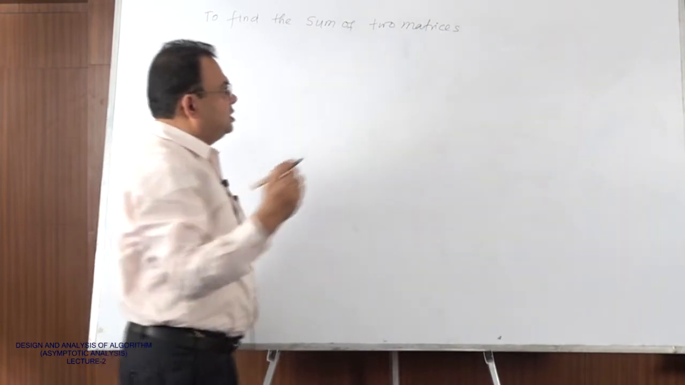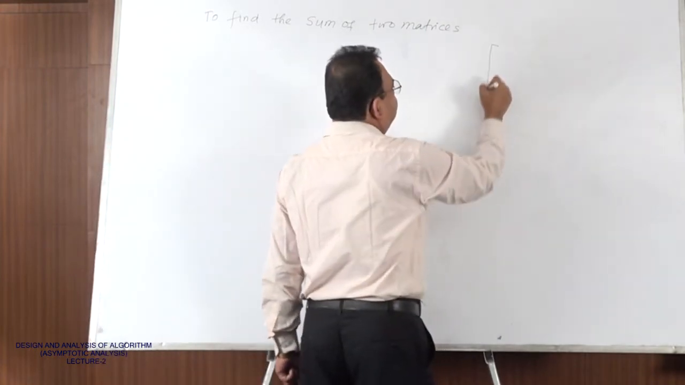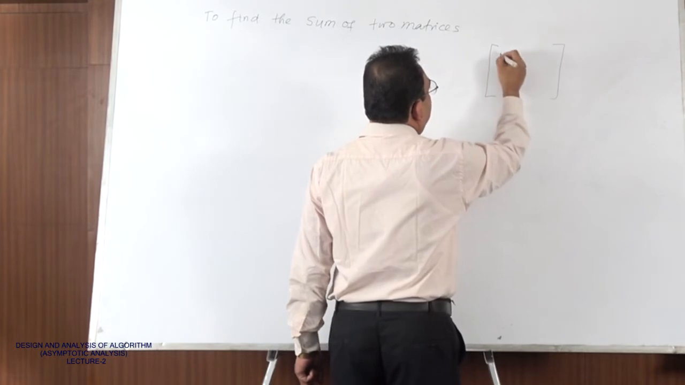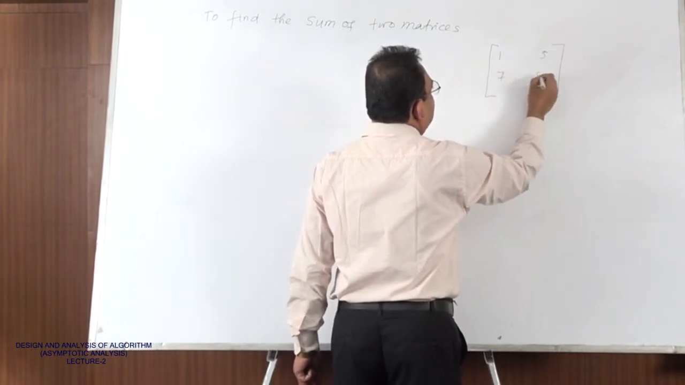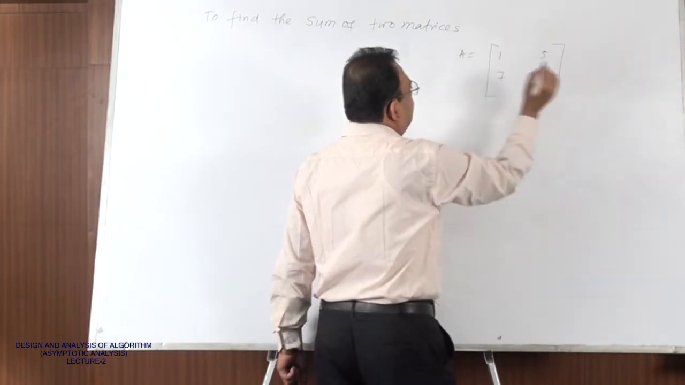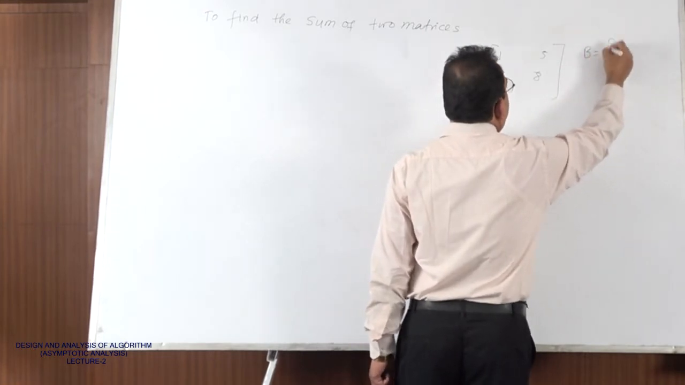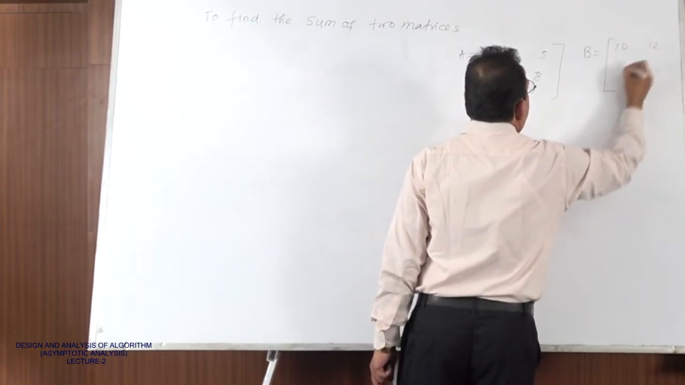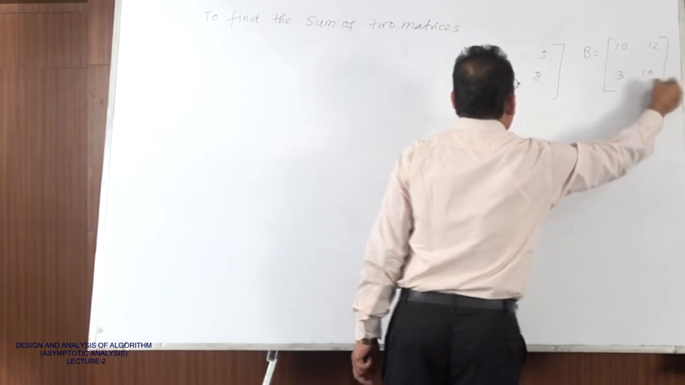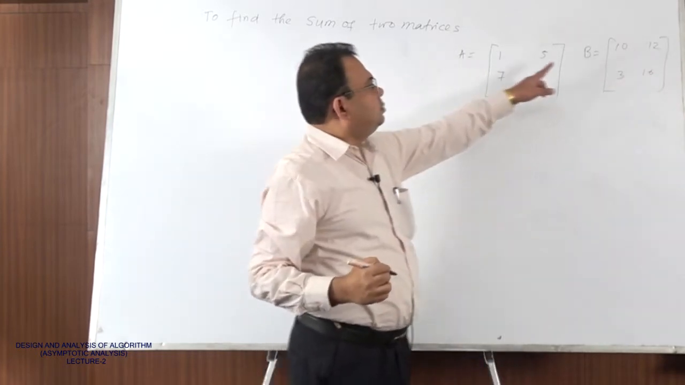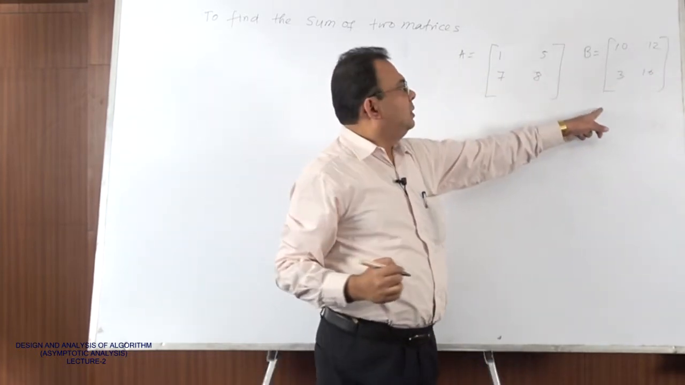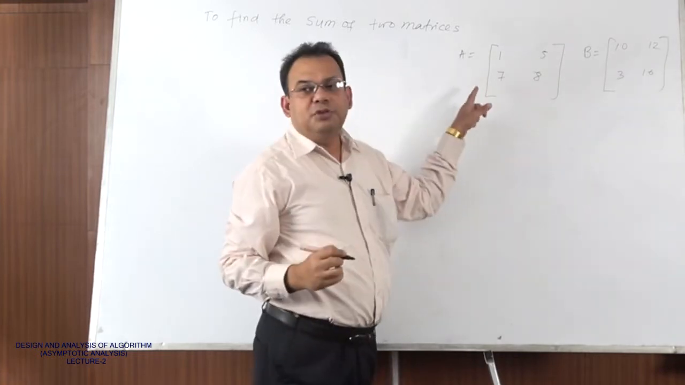You know that matrices are nothing but 2D arrays. Suppose this is one matrix, A: 1, 5, 7, 8. Let B be another matrix, say 10, 12, 3, 16. Now we can sum up two matrices provided their dimensions are the same. And what will be the algorithm for this?